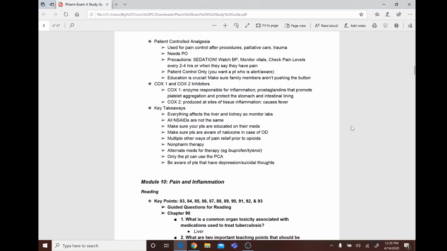COX-1 inhibitor is an enzyme responsible for inflammation. These are prostaglandins that promote platelet aggregation and protect the stomach and intestinal lining. COX-2 inhibitors are produced at sites of inflammation and they cause fever. Key takeaways from this: everything affects the liver and kidneys, so monitor labs.